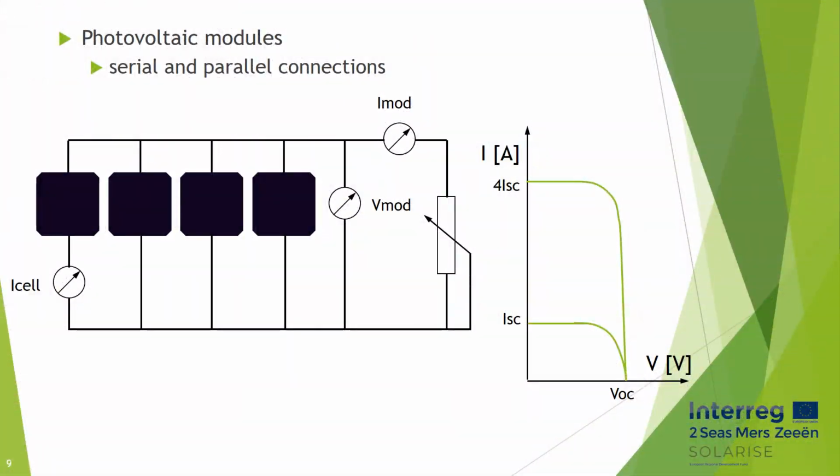If there is a need for more current by the load, cells can be connected in parallel. In this case, short circuit current increases proportionally to the number of the parallel connected cells.